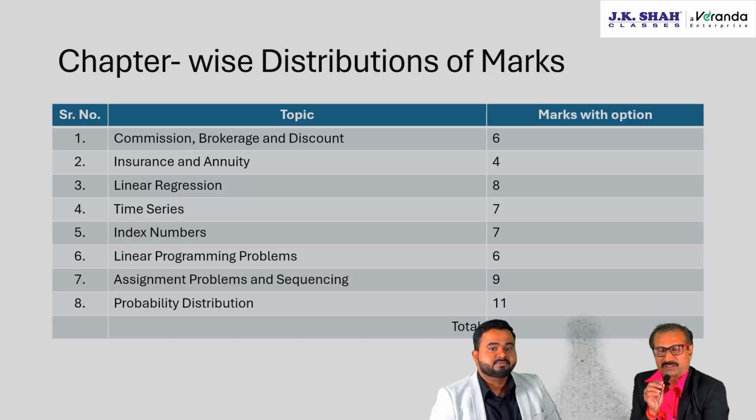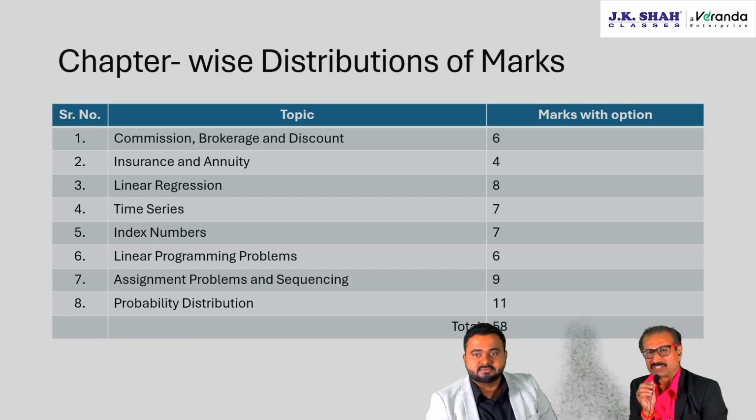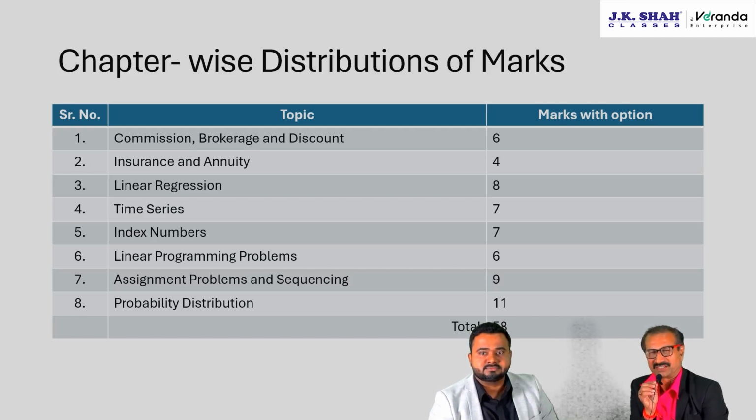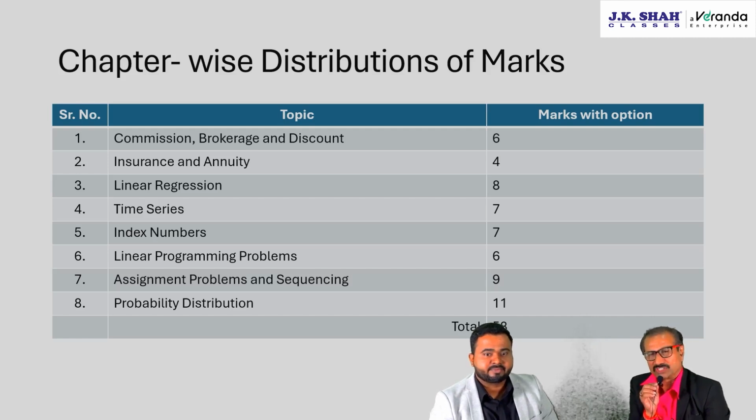Yeah. Now, let us see the chapter-wise distribution of marks. First chapter is commission, brokerage and discount. As far as this chapter is concerned, the weightage is 6 marks. And the discount part, if you go through previous years' question papers, is compulsory. That means in most of the exams, questions were asked based on discount. So 6 marks weightage is there for the first chapter.